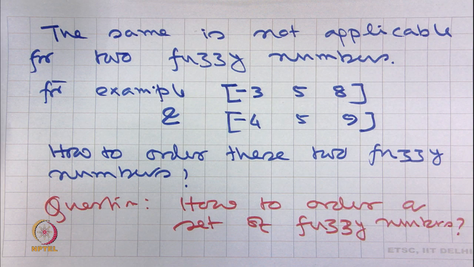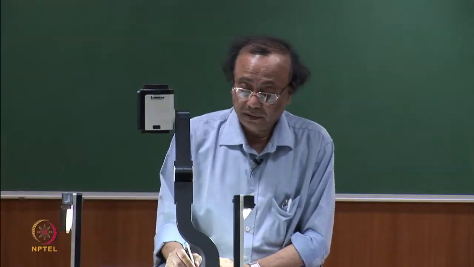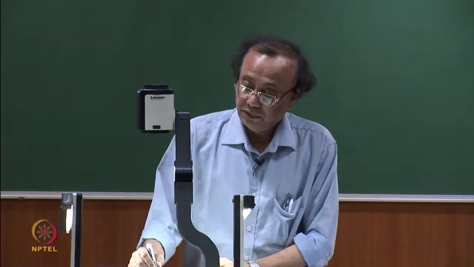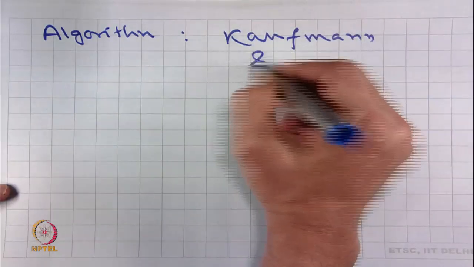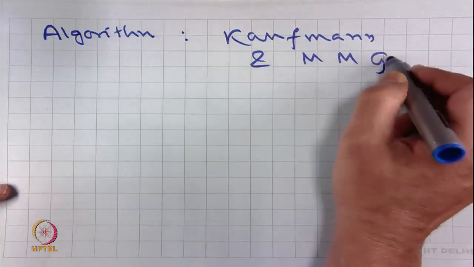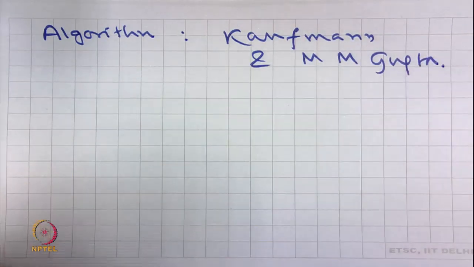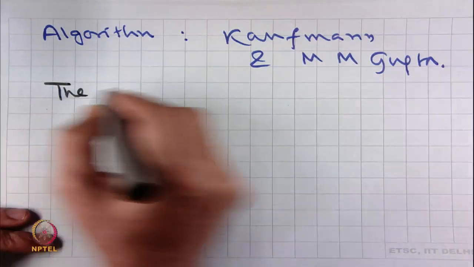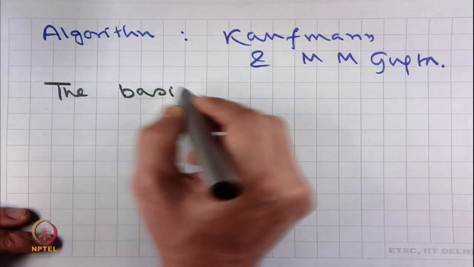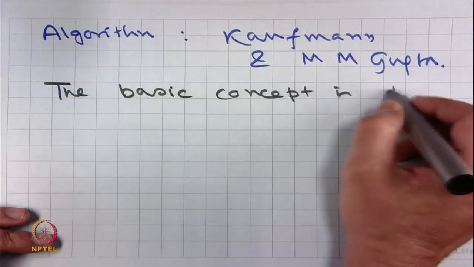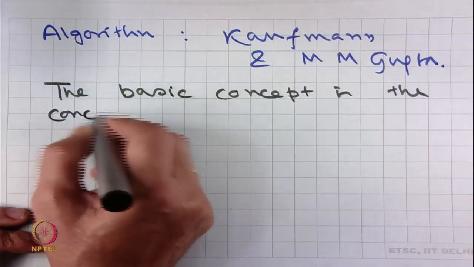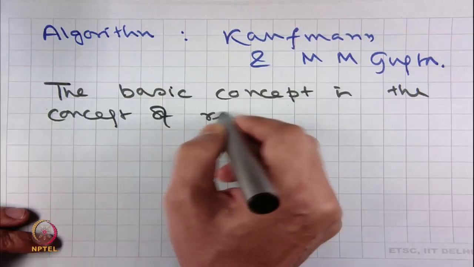So, I give you an algorithm from the book of Kaufman and M. Gupta. The basic concept is the concept of removal.